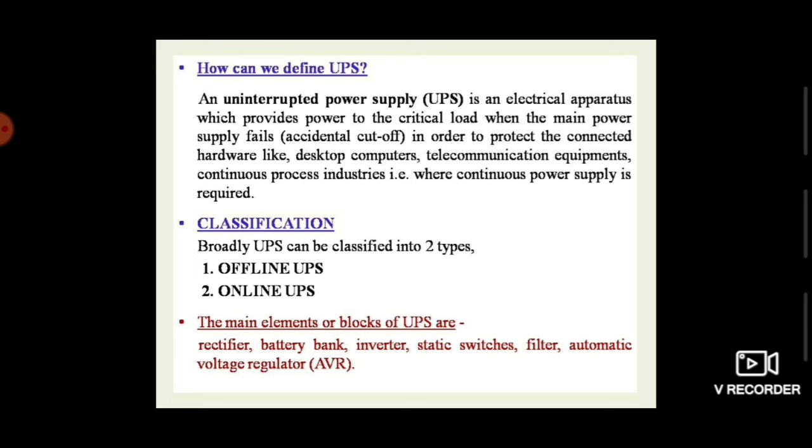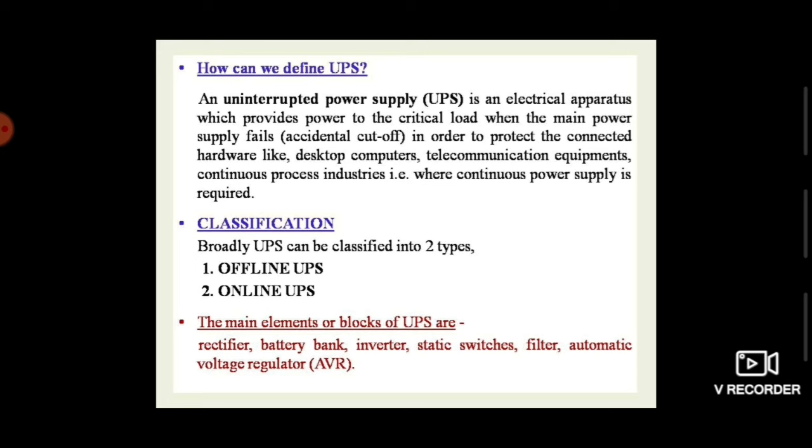Okay? Now, how can we classify UPS? That is, what are the different types of UPS? We can classify UPS depending on its operation or utility. UPS can be classified broadly into two types: number 1, offline UPS, and number 2, online UPS.